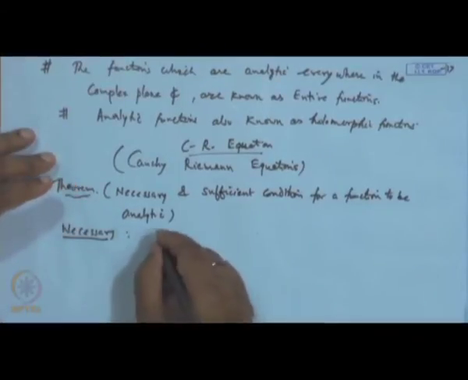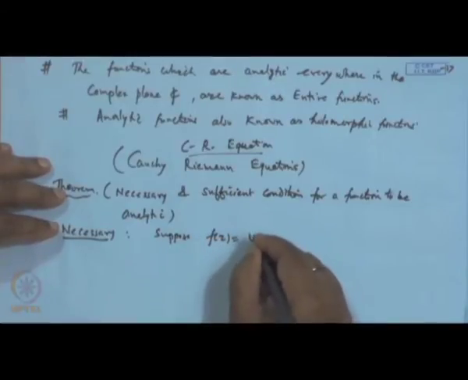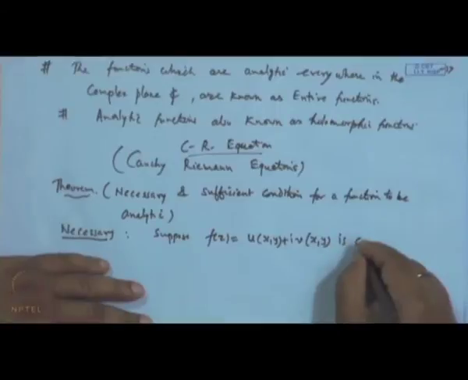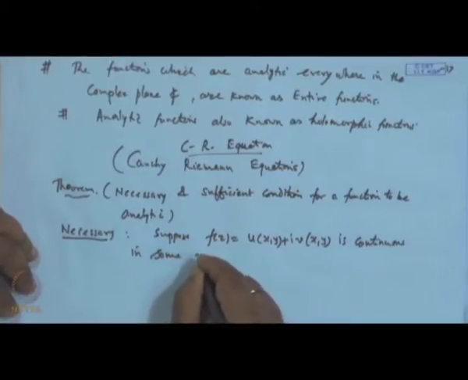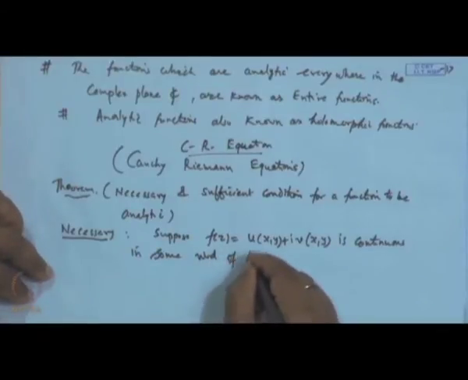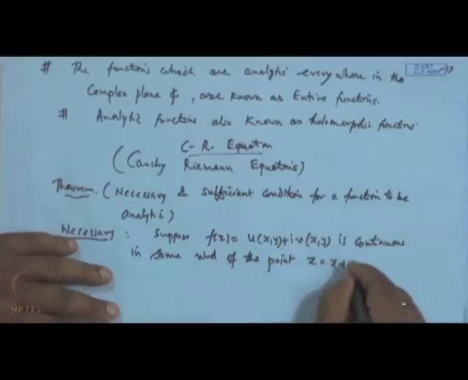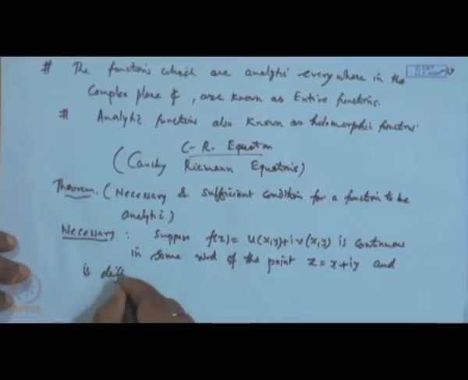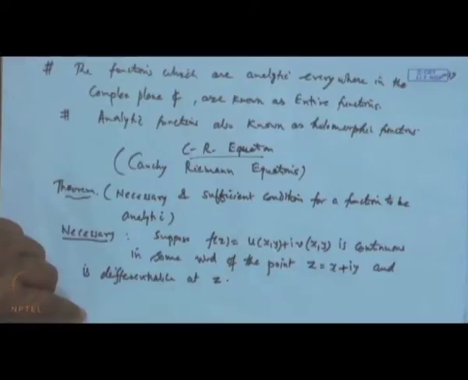Suppose the function f(z), which is u(x,y) plus i v(x,y), is continuous in some neighborhood of the point z = x plus i y, and is differentiable at the point z, same point. Then what do the necessary conditions say?